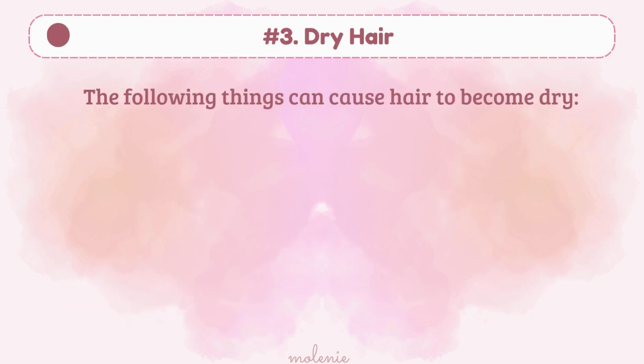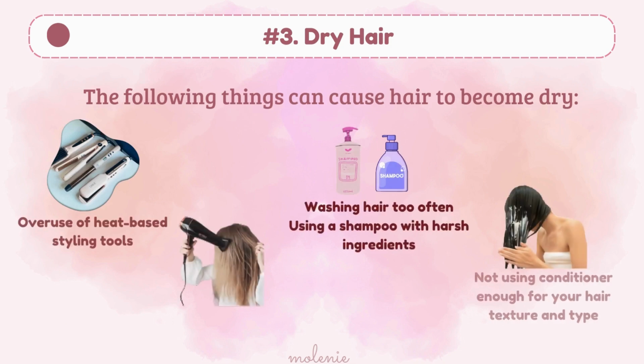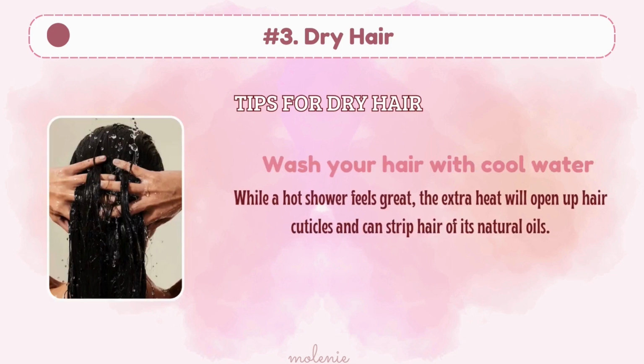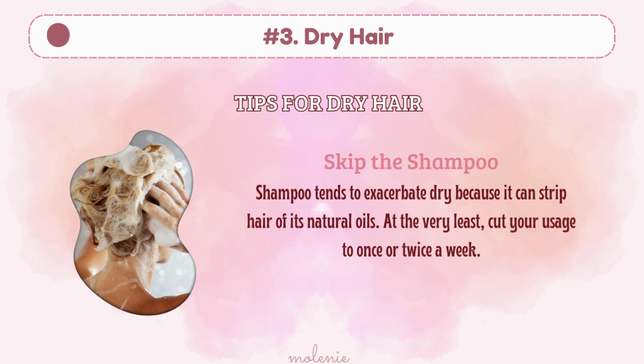The following things can cause hair to become dry: overuse of heat-based styling tools, washing hair too often, using a shampoo with harsh ingredients, not using conditioner enough for your hair texture and type, and drying your hair too often. Tips for dry hair. Wash your hair with cool water. While a hot shower feels great, the extra heat will open up hair cuticles and can strip hair of its natural oils.